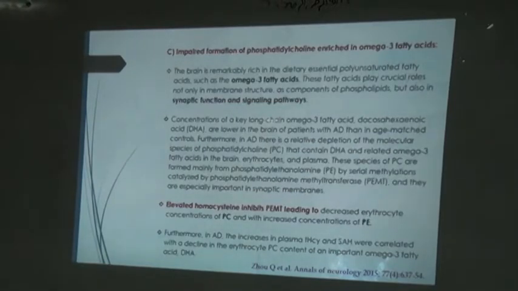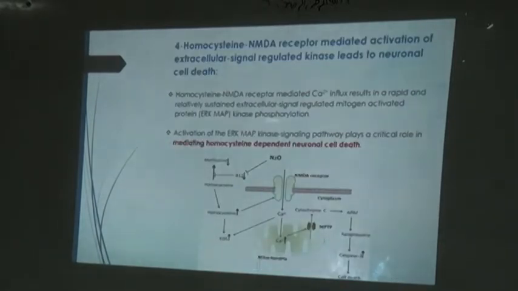It impairs formation of phosphatidylcholine. Phosphatidylcholine is important for synaptic function and signaling pathway. Elevated homocysteine inhibits phosphatidylethanolamine methyltransferase, decreases concentration of phosphatidylcholine, and impairs synaptic function and signaling pathway. Homocysteine also causes NMDA receptor dysfunction. The tonic phase we talked about earlier, it increases the tonic phase of calcium, resulting in excitotoxicity, direct neurotoxic. Homocysteine causes oxidative stress, causes mitochondrial dysfunction.